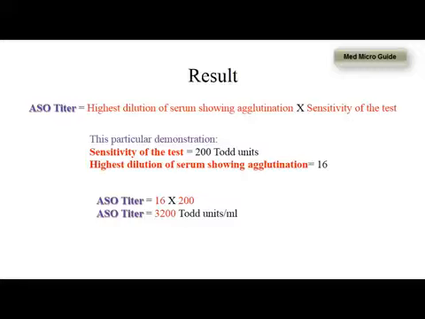Now we'll calculate the ASO titers for our sera. So we saw the agglutination at 1 in 16 dilution. Hence we will multiply it by the sensitivity of the test, that is 200 Todd units, to give an ASO titer of 3200 Todd units per ml.